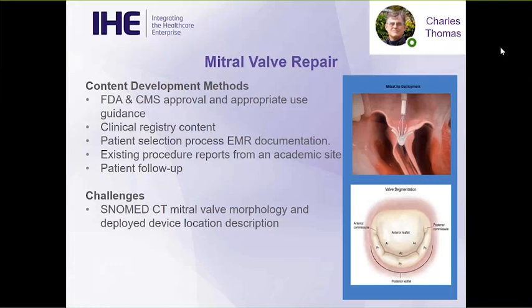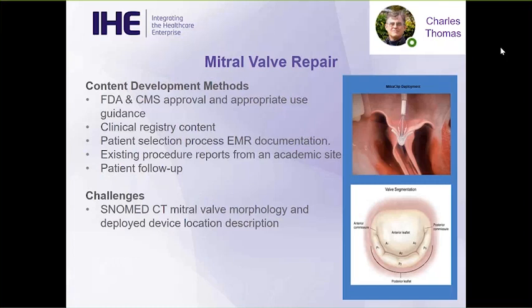Good morning. So in this work cycle, we added 2 procedures to the cardiac procedure note. The first is the mitral clip. And in general, the process that we go through is we review FDA and CMS approval and appropriate use guidance. We look at registry content requirements. We look at the patient selection process through EMR review. And we look at reports that we're currently generating for these procedures and then for patient follow-up information.